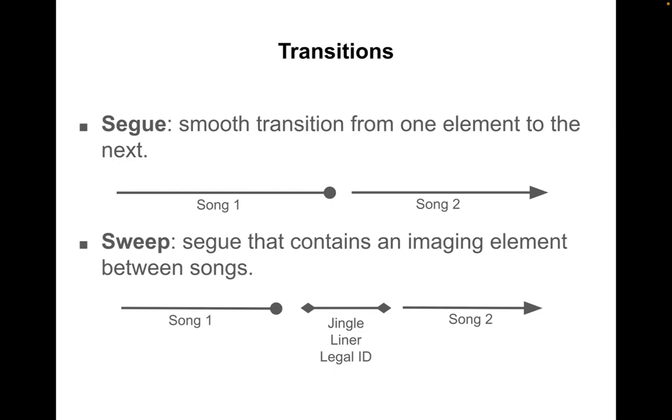The other example is a music sweep, which is a segue containing an imaging element between songs. Song 1 ends and a jingle, liner, or legal ID plays into song 2. The transition between song 1 and the imaging element and between the imaging element and song 2 should also be tight with no dead air.